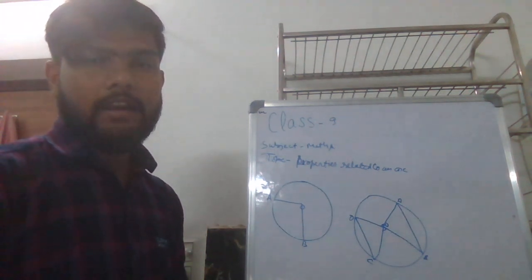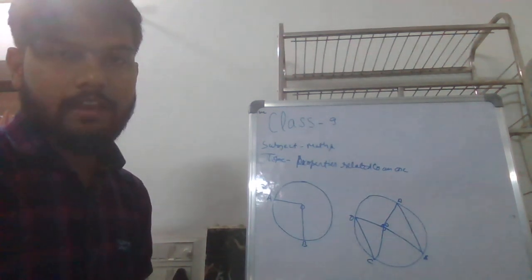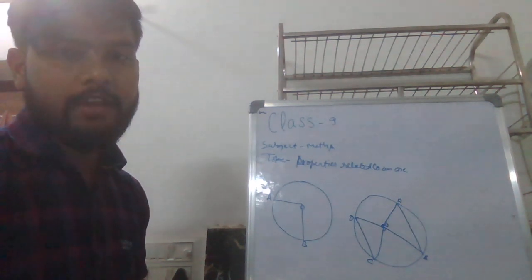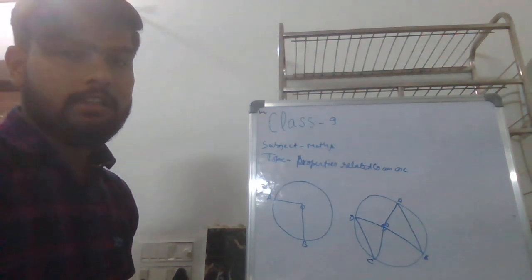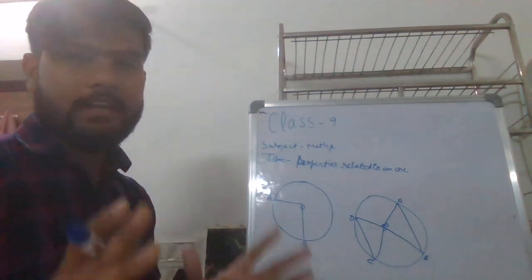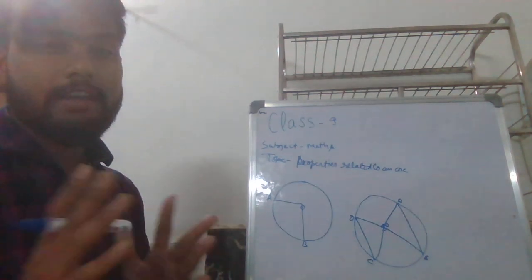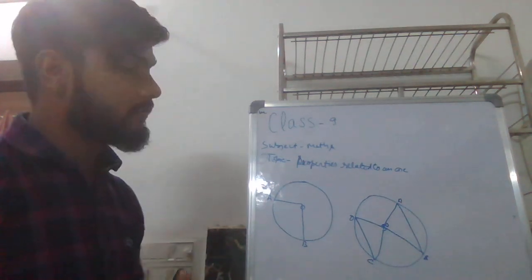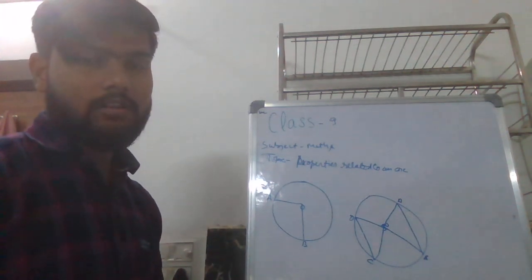Coming next, I have a theorem and you have to prove that theorem. So you read that theorem. What is the theorem over here? The theorem is that the angle subtended by an arc at the center is double the angle subtended by it at any point on the remaining part of the circle. Here we first need to construct the figure, so first I will construct the figure.